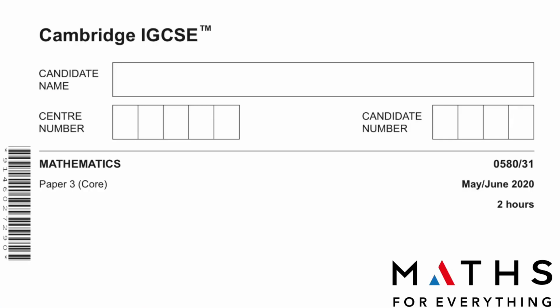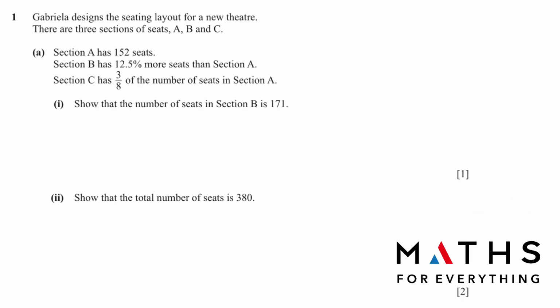Today we are going to solve Cambridge IGCSE Mathematics Paper 3 Core 0580 Variant 31 May June 2020. Let's start. Question number 1. Gabriel designs the sitting layout for a new theatre. There are 3 sections of seats A, B and C.